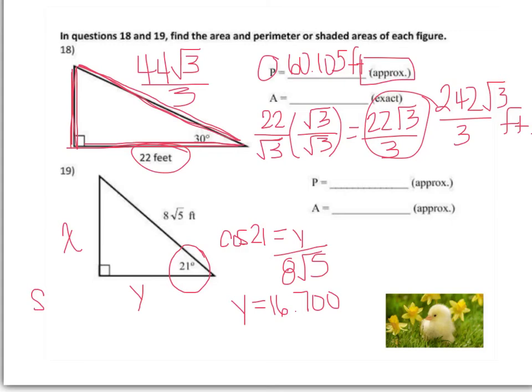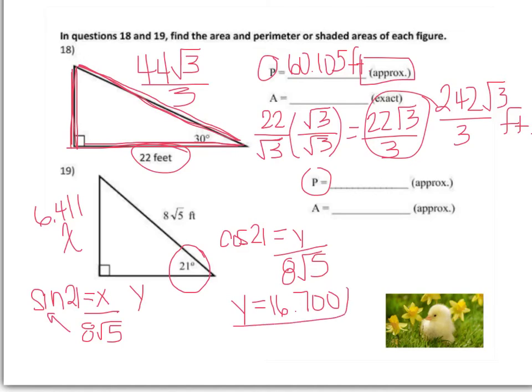To get x, I'm going to use sine. So sine of 21 equals opposite over hypotenuse. Again, multiply both sides by 8 root 5. And you get that the side of x is 6.411. Now for perimeter, you add. So add 16.700, 6.411, and 8 root 5. And you get 41 feet.